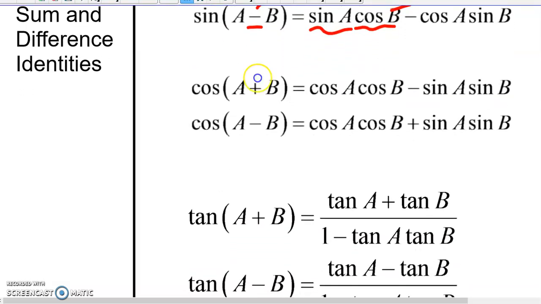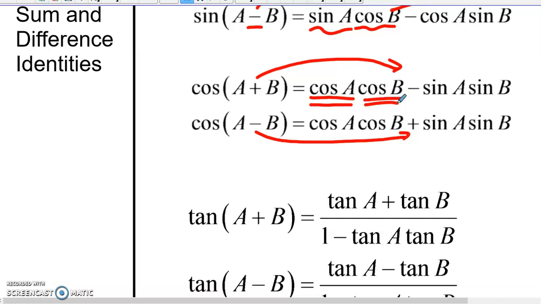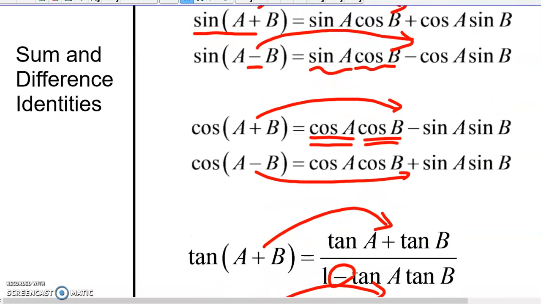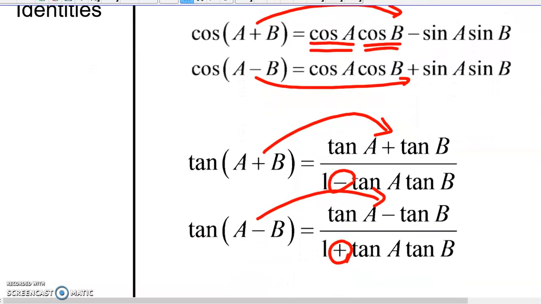Then cosine changes sign, so plus goes to minus, minus goes to plus, and then cosine does not like to mingle. It likes to stay with cosine. That leaves sine by itself as well, sine and sine together. Then with tangent, we have the same sign in the numerator, and then the opposite sign in the denominator. So if the numerator is negative, then the denominator is positive. If the numerator is positive, it's negative. Okay, so have those written down or printed out somewhere so you can have those accessible when you're doing these problems.